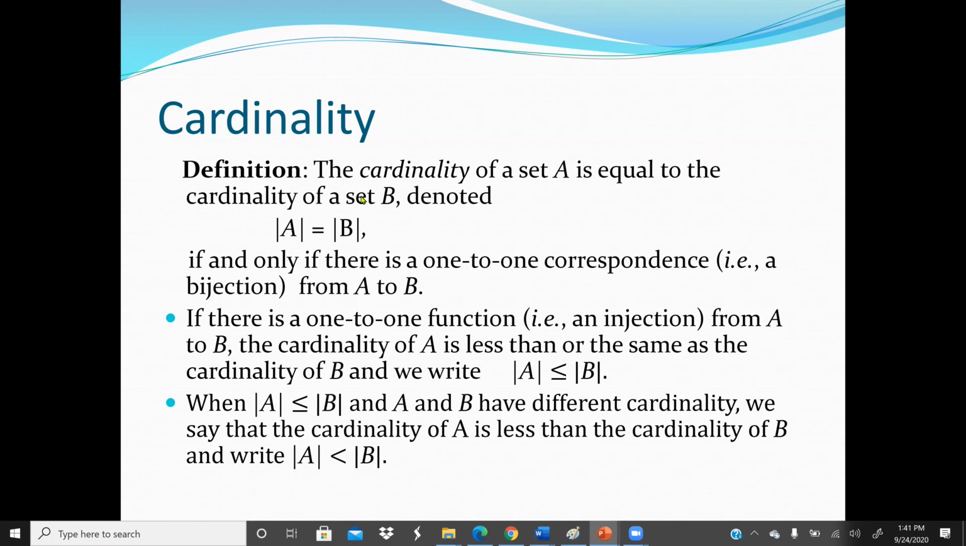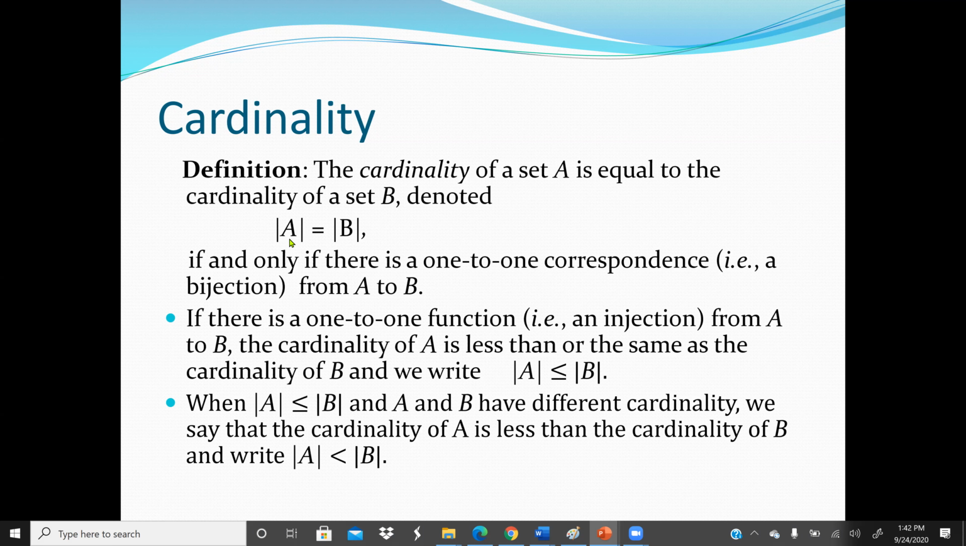So we start with the definition. Here we say the cardinality of set A is equal to the cardinality of set B. What we are trying to say here is that if the cardinality of set A is the same as set B, it means the two sets are equal. And we went through the definition: if two sets are equal, it means they have the same elements. They have the same values, the same number of values, and the values are the same.